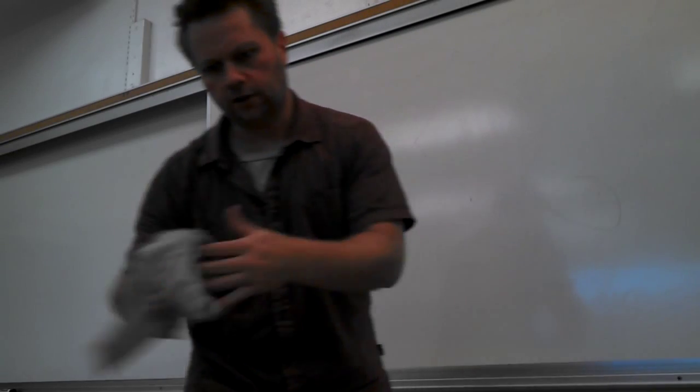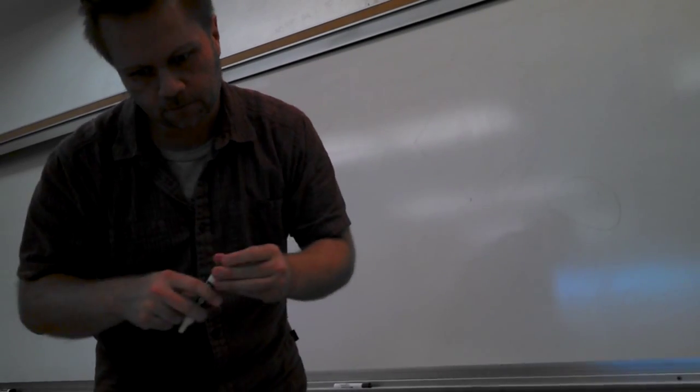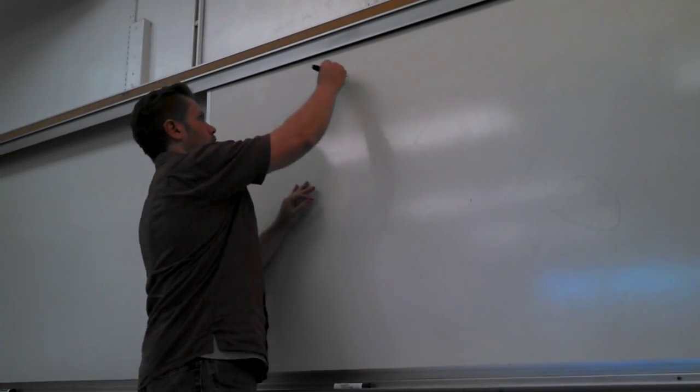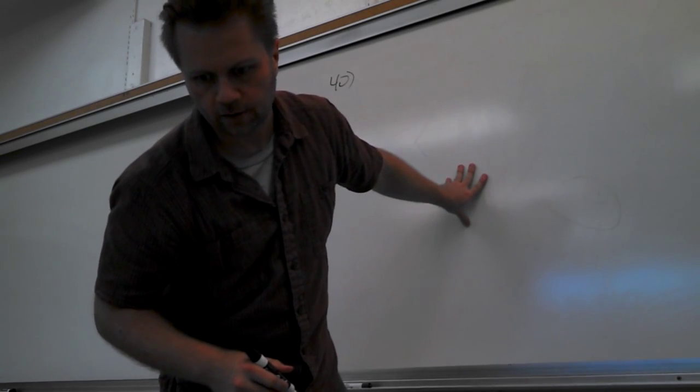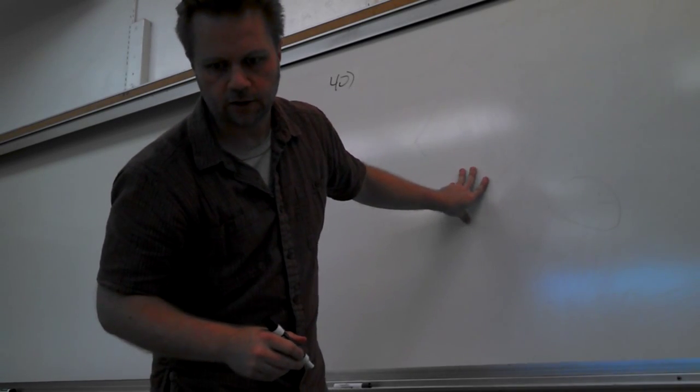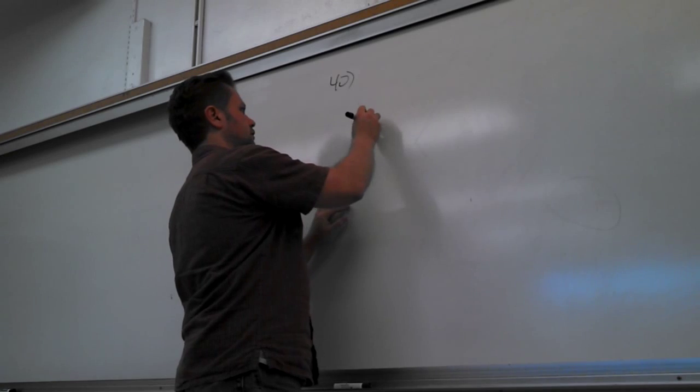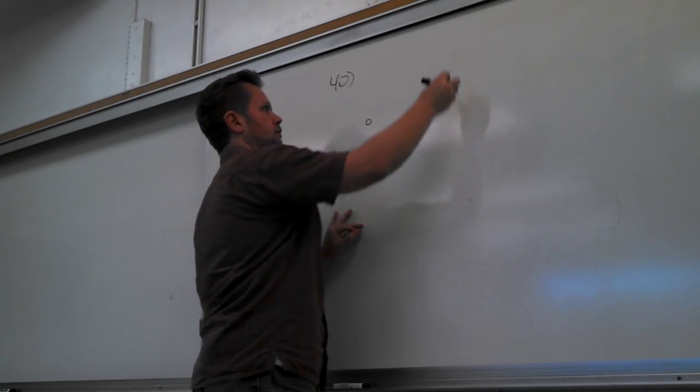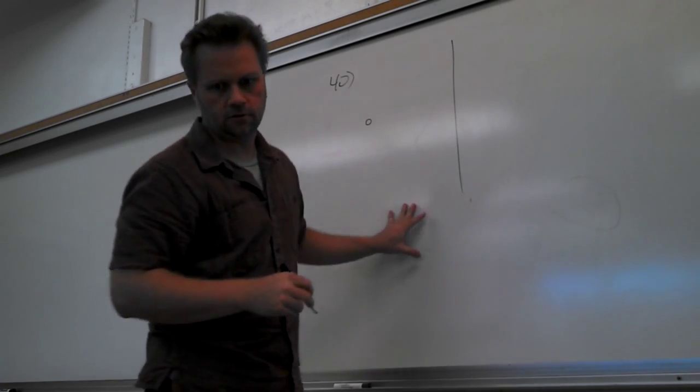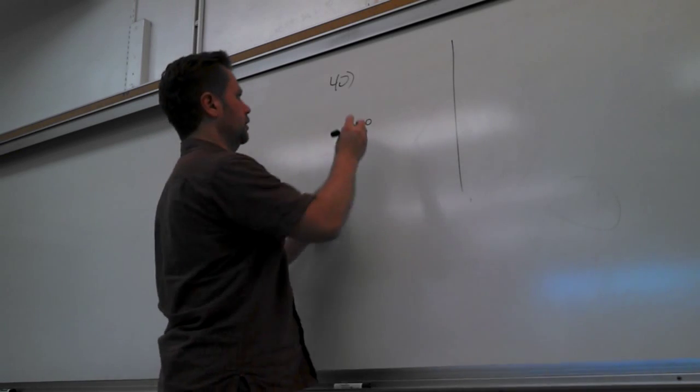So this problem, number 40. A lighthouse is on a small island 3 kilometers away from the nearest point P on a straight shoreline. So here's the island, the lighthouse, the shoreline, 3 kilometers away.